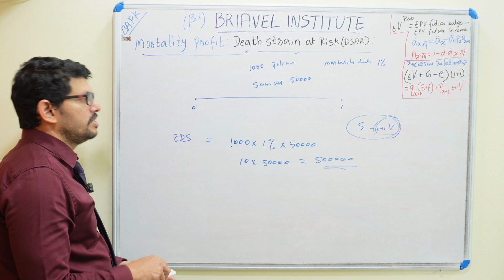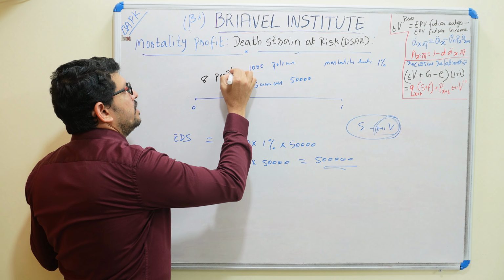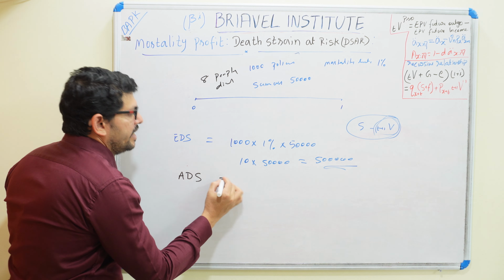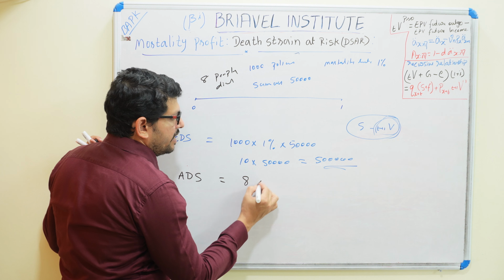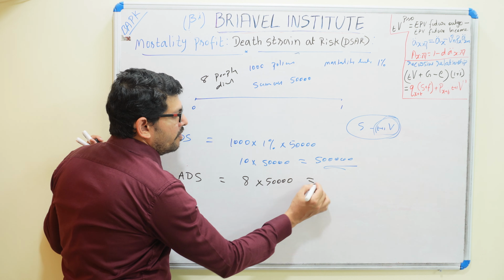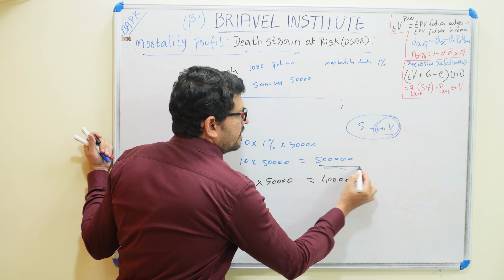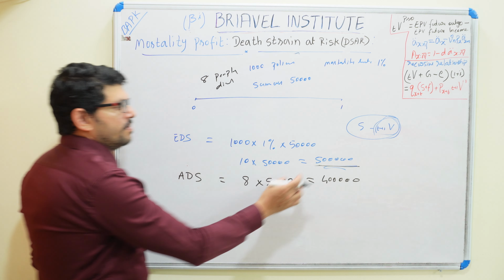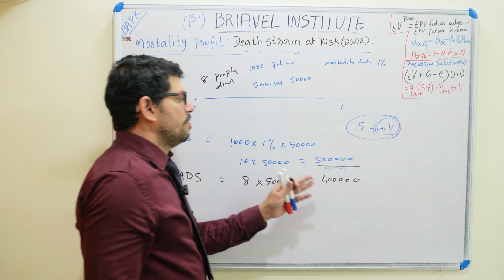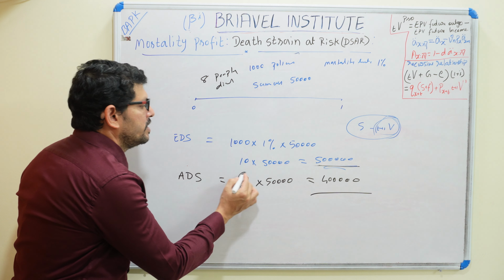But how much actually happened? Actually, 8 people died during the year. So we calculate ADS: the actual number of people who died is 8 instead of 10. With 8 people dead, I paid only 400,000. This is my expected death, so I kept this much amount to pay in this year. But how much did I actually pay? I paid only 400,000 because only 8 people died.